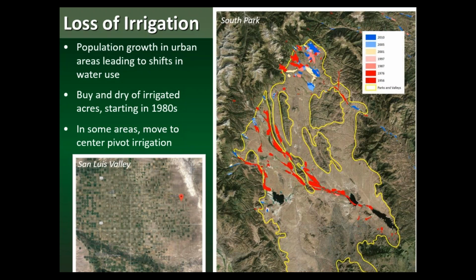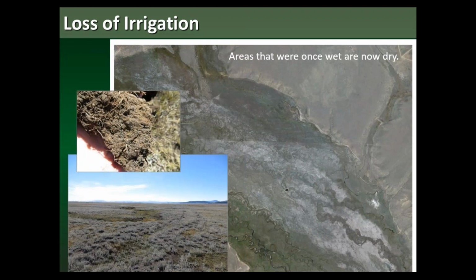In the San Luis Valley, the transition has been more to center pivot irrigation, pulling from groundwater wells, which has an additional impact of lowering the groundwater table. Both of these areas have seen loss of wetland acres associated with changing irrigation practices. Areas that were once wet meadows are now dry and dominated by fringe sage.